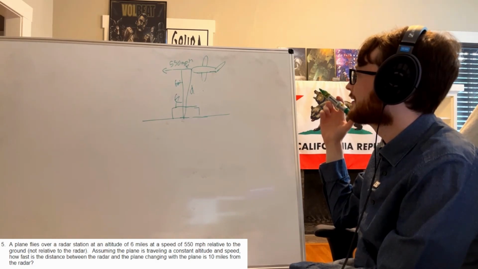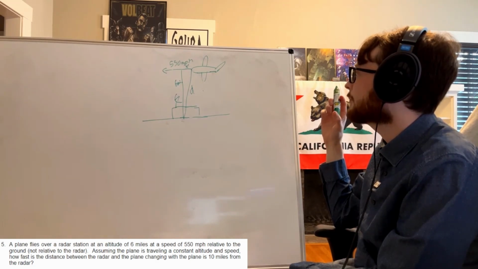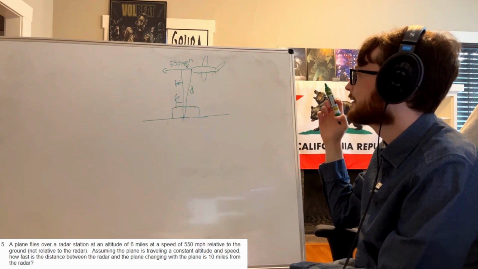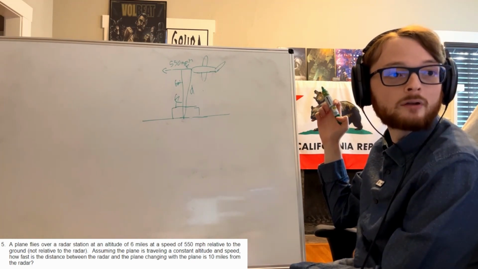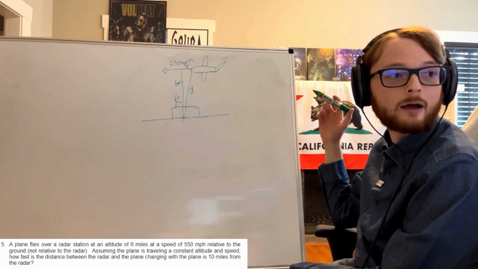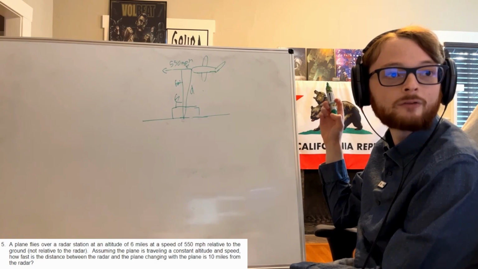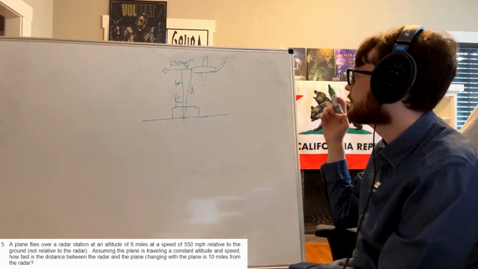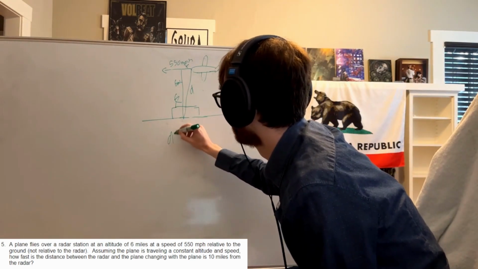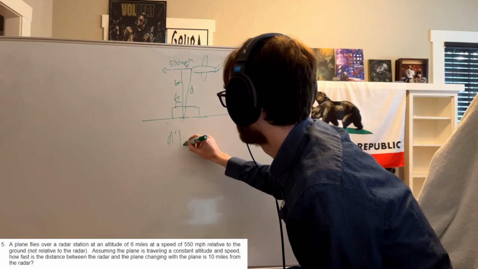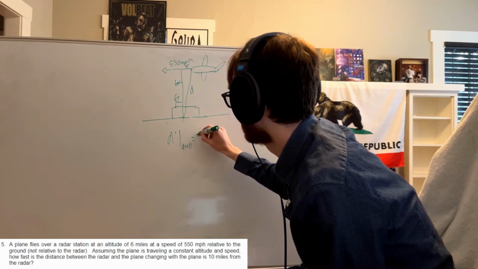So we know what X is changing by. We want it at the moment. How fast is the distance changing when the plane is 10 miles from the radar? We want D prime, when D equals 10, I guess is our goal.